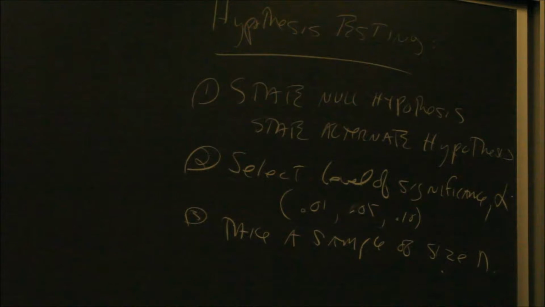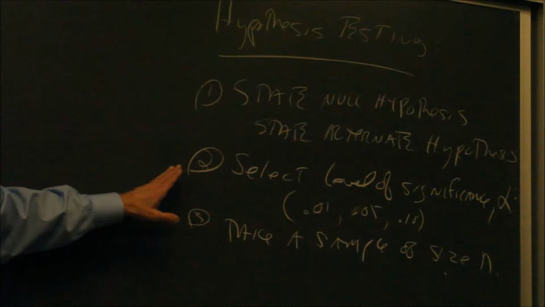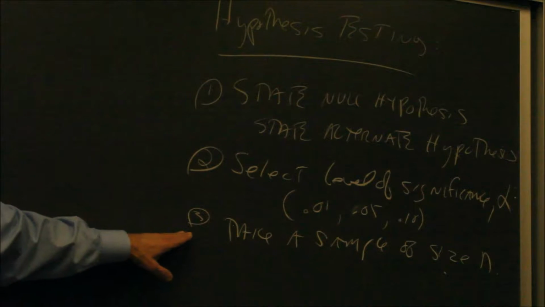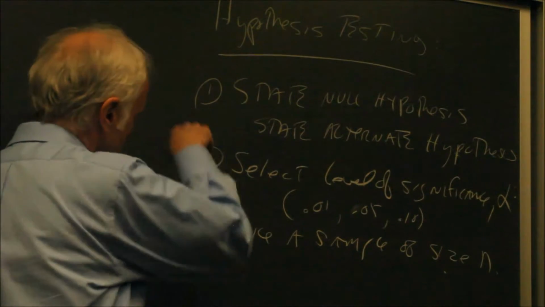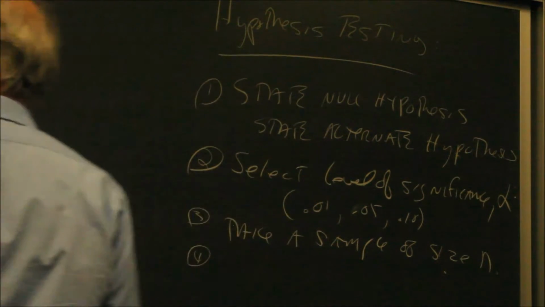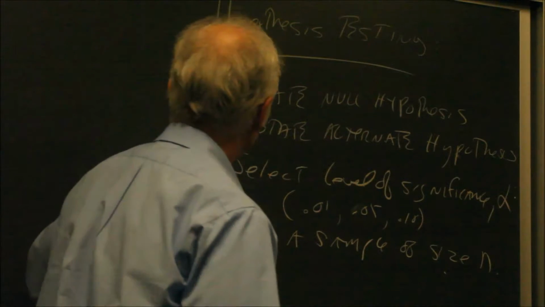State the null, state the alternate, select the level of significance, take a sample of size n. The fourth step is to, well, actually, it would be part of the third step. It would be calculate the statistics. So let me get the eraser and erase that. Calculate the statistics. Take the samples, calculate the statistics.